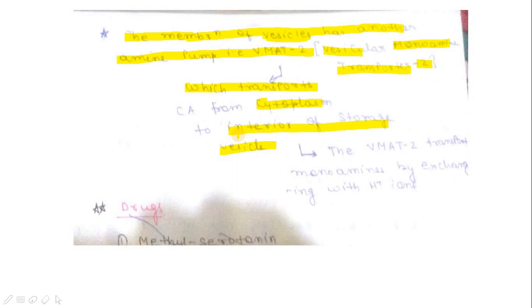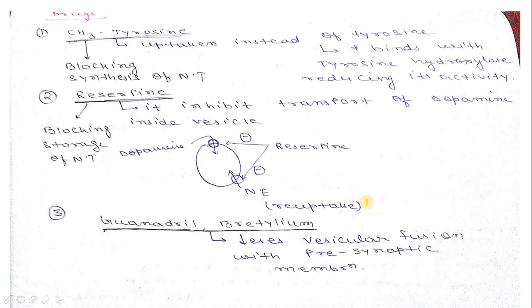Clear? Norepinephrine is reuptaken by a sodium coupled transporter. So norepinephrine has come in your cytoplasm, and from the cytoplasm it has to go into the vesicle. So going into the vesicle is by a transporter, that is VMAT2, vesicular monoamine transporter 2. Okay, VMAT2 transports monoamines by exchanging with H+ ions. Clear? Now moving to the next slide.